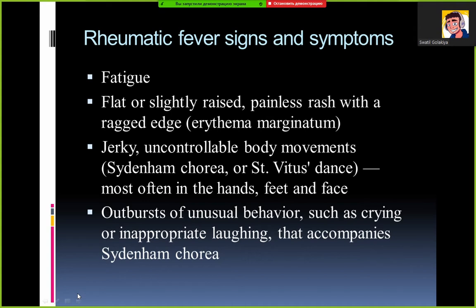Fatigue, flat or slightly raised painless rash with a rounded edge, erythema marginatum, jerky, uncontrollable body movements, most often in the hands, feet, and face, outbursts of unusual behavior such as crying or inappropriate laughing that accompany Sydenham chorea.